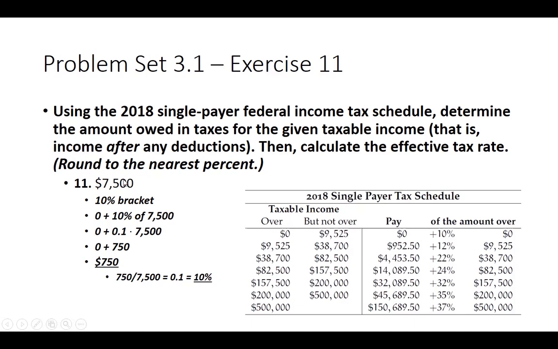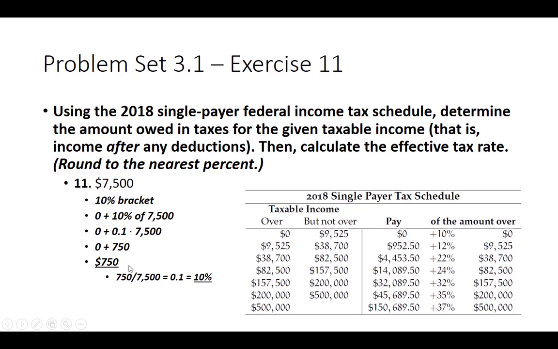So in 11, we're given taxable income of $7,500. That puts us in the first bracket, the 10% bracket. We pay $0 plus 10% of the amount over $0. In other words, $0 plus 10% of 7,500. That would be 0.1 times 7,500, or 750. 0 plus 750 is just $750.